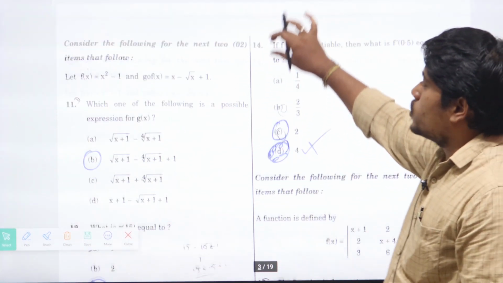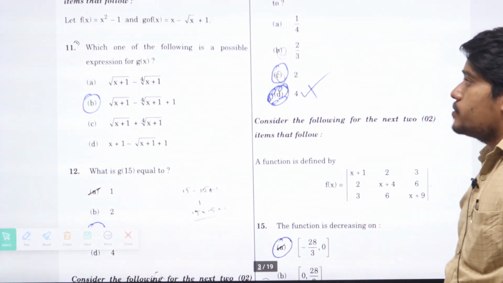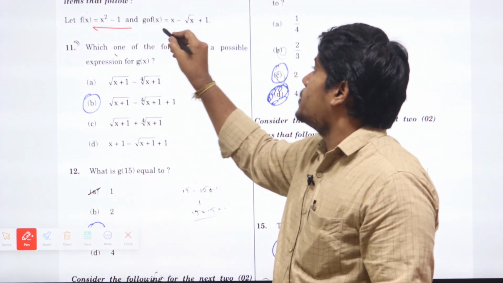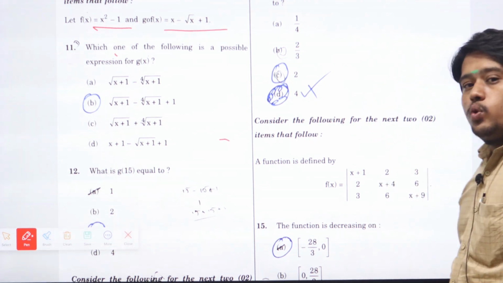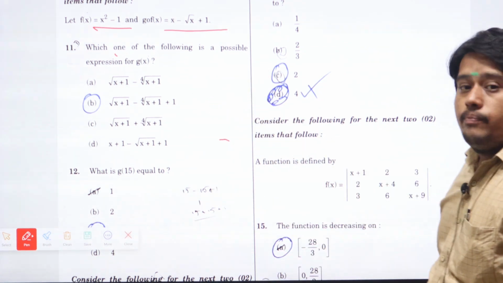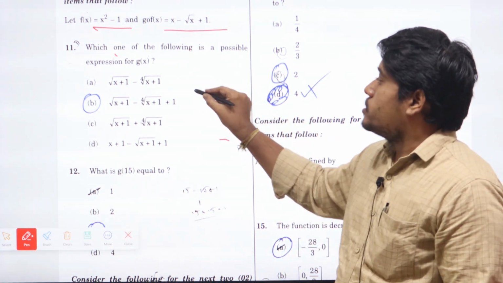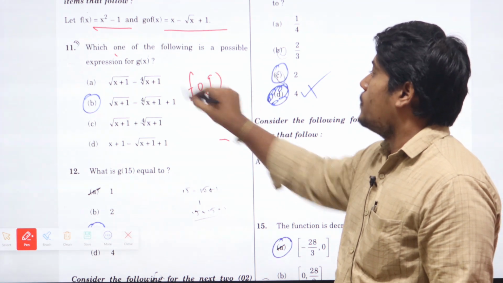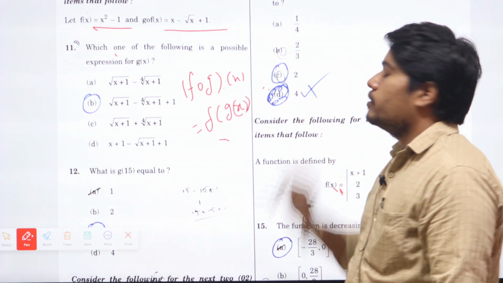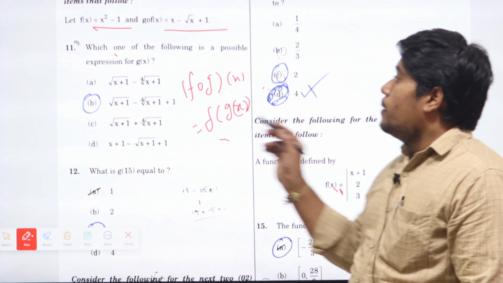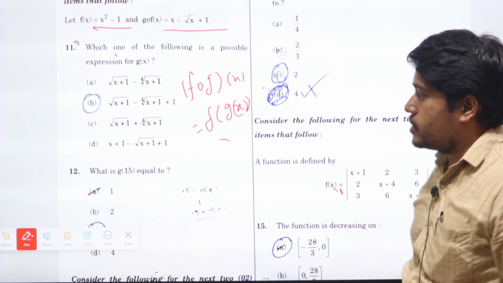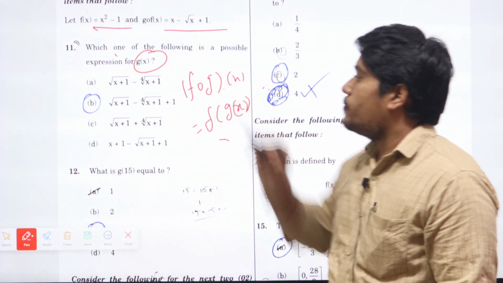So next we will go for question number 11. Let f of x be equal to x square minus 1, and the composition of f of x is x minus square root of x plus 1. Which one of the following is a possible expression of g of x? So this is a composition of functions. We know that f composition g of x can be expressed as f of g of x. So the given value is f of x is x square minus 1 and the g composition of f of x. So we only need to find g of x.